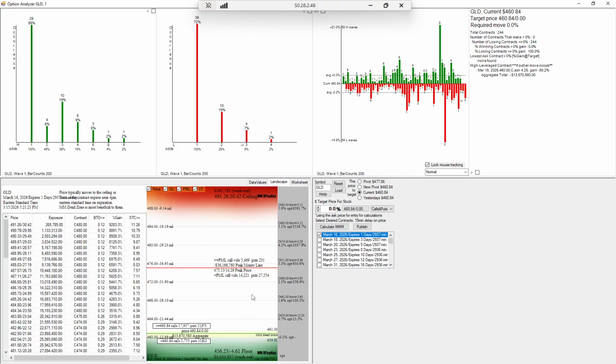But that's basically just a quick summary of Option Analyzer. I hope you guys learn a thing or two, and I hope you guys can benefit from this.